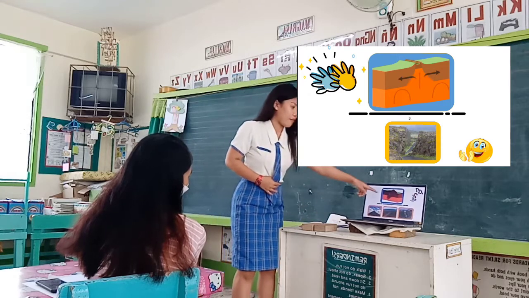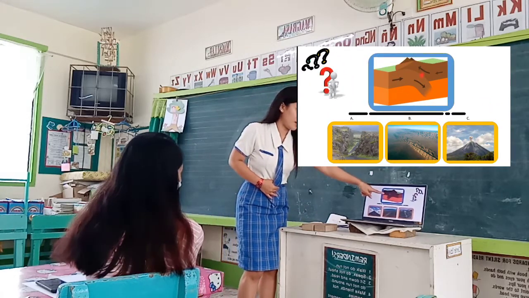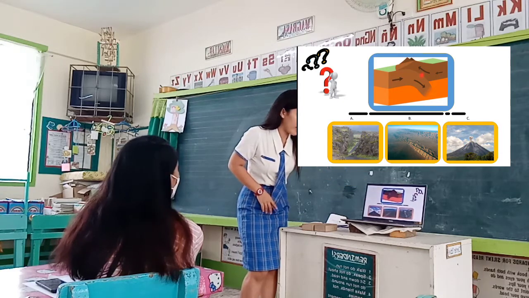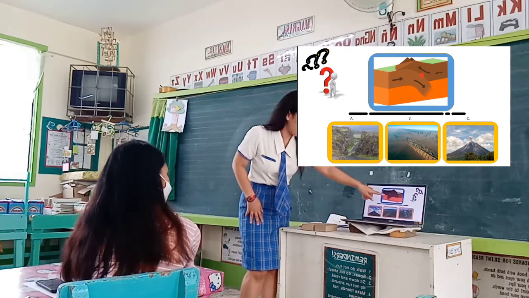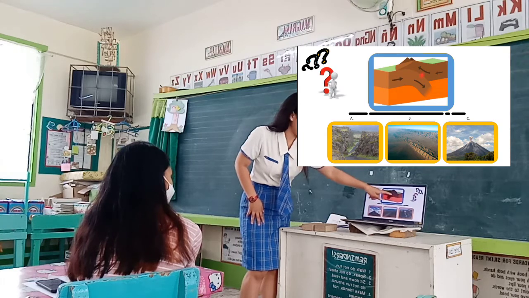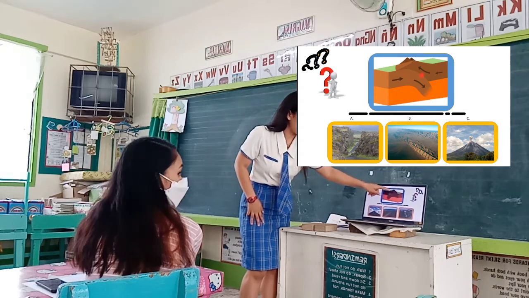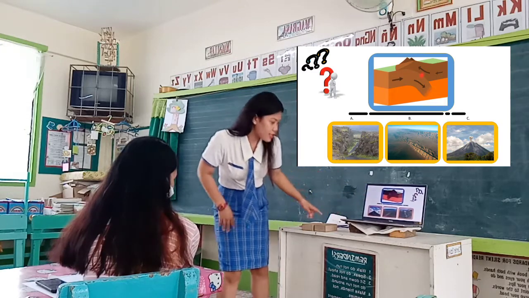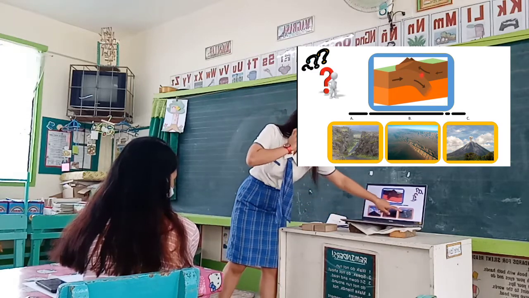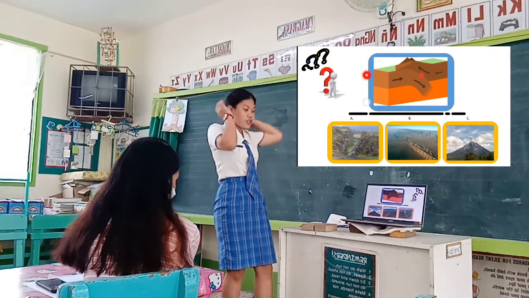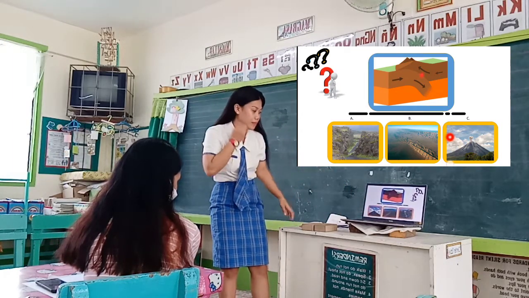Now, as you see in the picture here, the cause is the direction of the plate movement is toward each other. Okay, as you see here, the one sinks down and the other one slides up. So, as you see in the picture, these are the possible effects. So, what kind of geological event will be formed?